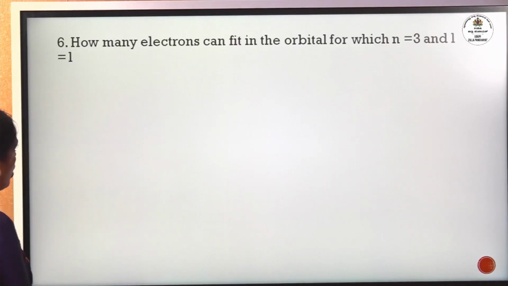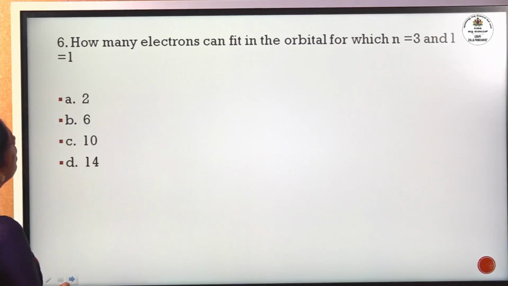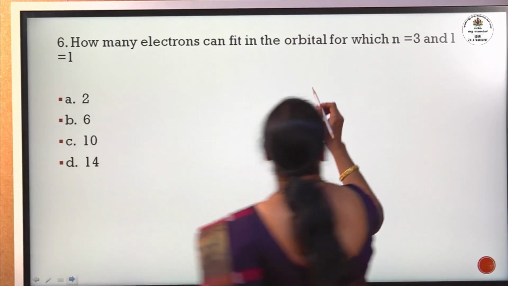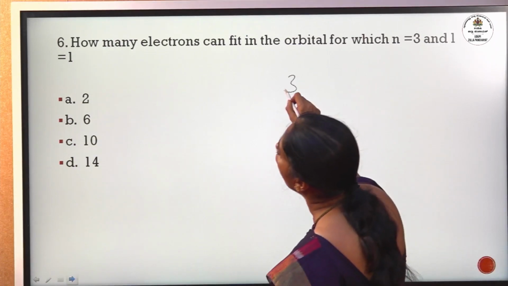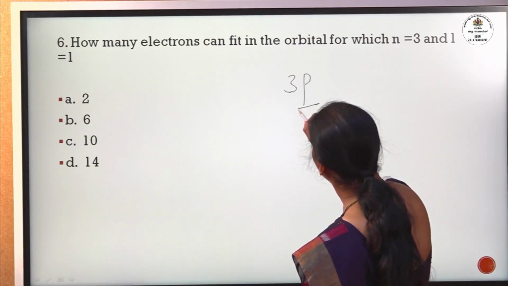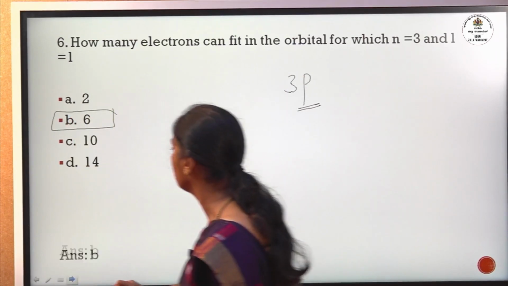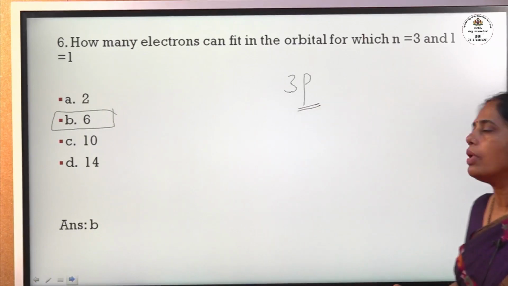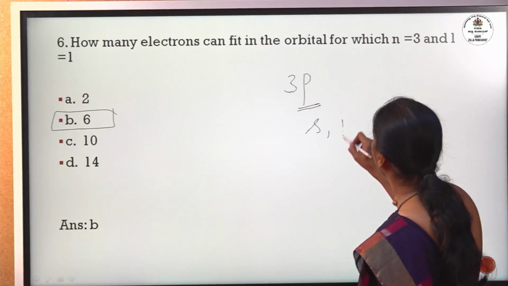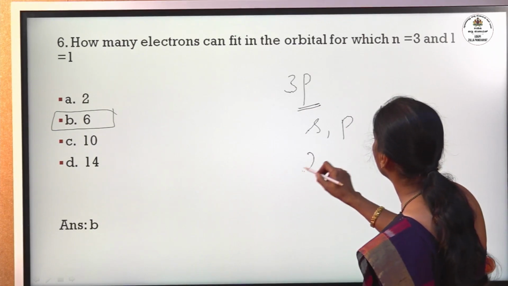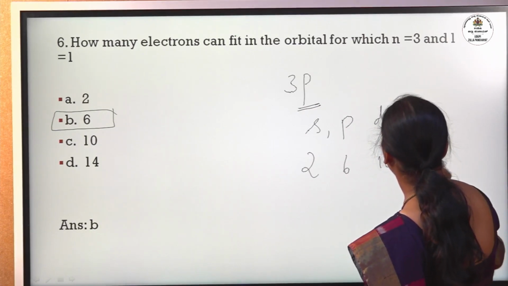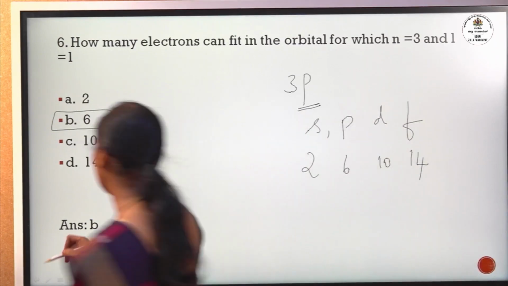Next we will move on to next question. How many electrons can fit in the orbital for which n is 3 and L is 1? If n is 3 and L is 1, we get the orbital 3p, and p subshell can accommodate maximum of 6 electrons. That is S, P, D, F, here 2, 6, 10, 14 are the maximum number of electrons present.